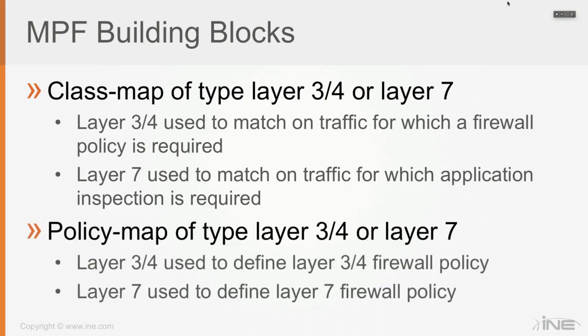Then the policy map likewise can be of layer 3/4 or layer 7. The layer 3/4 policy map is used to define a layer 3 or 4 firewall policy like QoS, like NetFlow, like advanced TCP inspections, like dynamic protocol inspection, everything which is not application inspection. Whatever MPF supports which is not application inspection, I'm going to enforce against the traffic by using a layer 3/4 policy map. While the layer 7 policy map is going to be used to define layer 7 firewall policy, which means it's going to be used for application inspection.